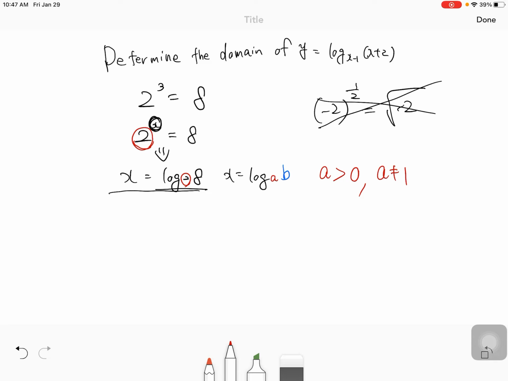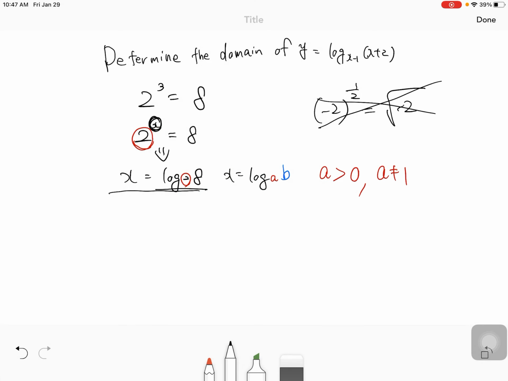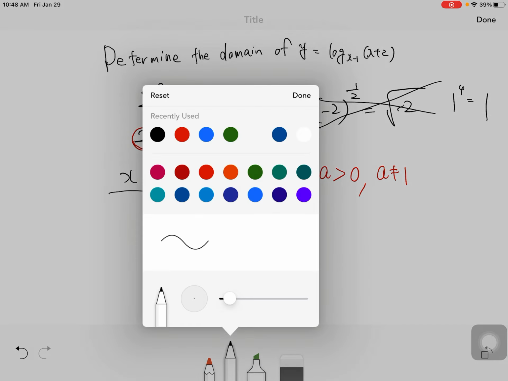And also, the base cannot be 1. Do you know why? If the base is 1, 1 to the power of anything is always 1. So this value is going to be always 1. That's why a cannot be 1.